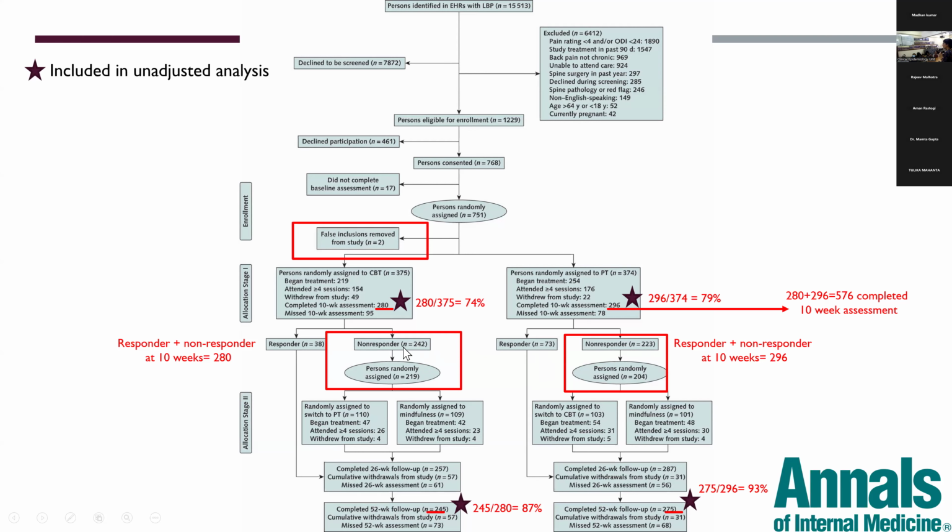What happened to some people here, I am not sure. Like from this 242 it became 219. There is no reason as to what happened here. Again, this also, this 223 became 204.